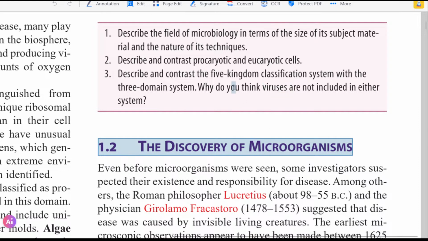So the reason they are not included in the five kingdom or three domain classifications is that they are acellular and are not considered living things, right? Now comes the five kingdom classification and the three domain system.